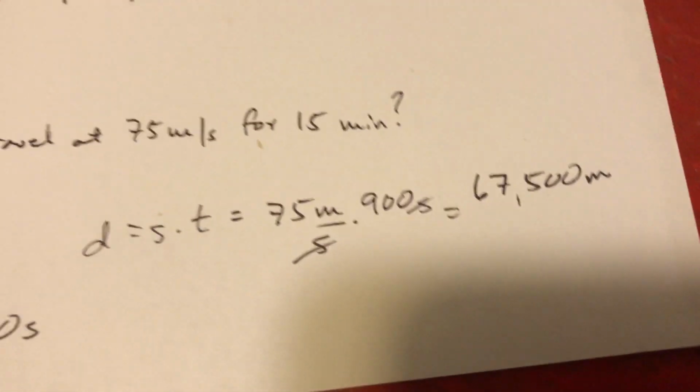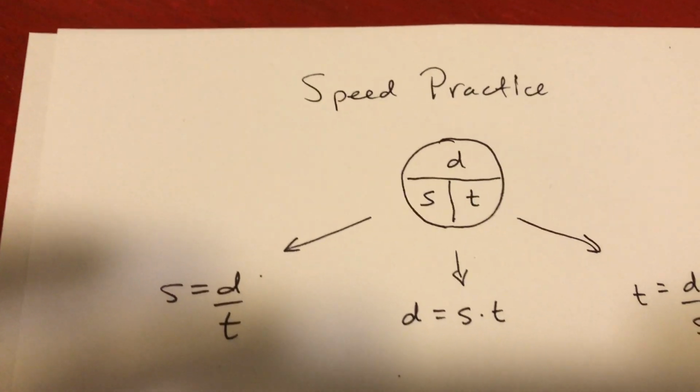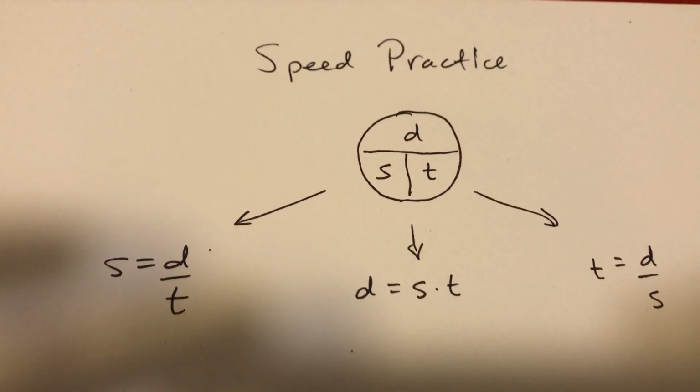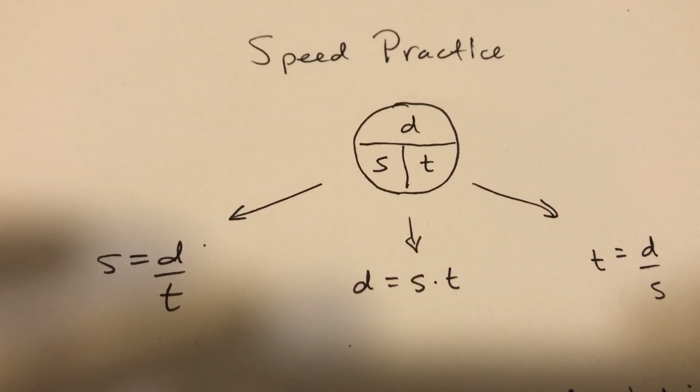It's kind of crazy. All right, anyway, that is doing speed equations, or using the speed equation to solve for each of the unknowns.